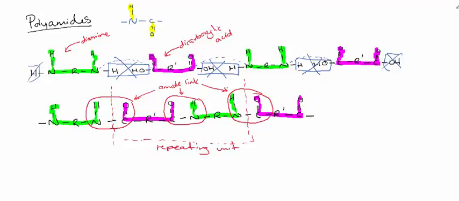Now this was an example of a polyamide being formed by a diamine and a dicarboxylic acid. A polyamide could also be formed from a monomer unit which has both an amine functional group and a carboxyl functional group. So that would be an aminocarboxylic acid. Let's have a look at that.